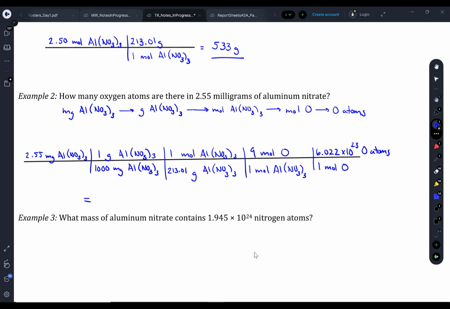And should we get a small or large answer, relatively speaking? If we're talking about atoms, it should be a very, very large number. And I'm getting 6.49 times 10 to the 19. Definitely practice putting all these things in the calculator because you don't want to be making silly calculator errors on the exams or any assignments.